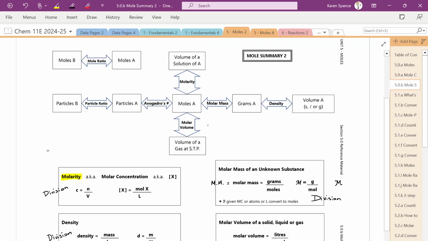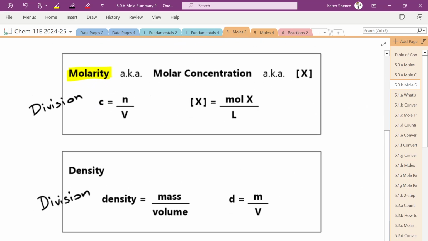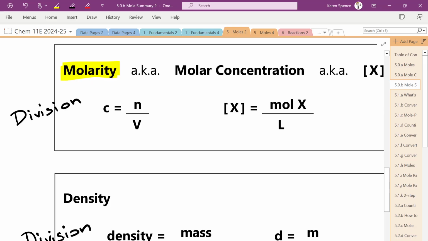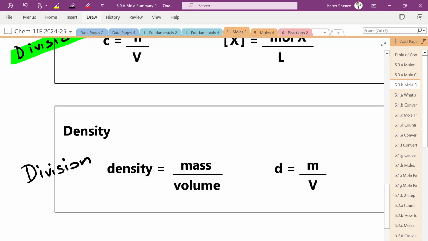So remember, at the top of the page, we're doing conversion. We're multiplying by conversion factors. But when we are at the bottom of the page, if we are finding the molarity, we are doing a division of the moles by the liters. If we're finding the density, we're not doing a conversion, we are doing a division.